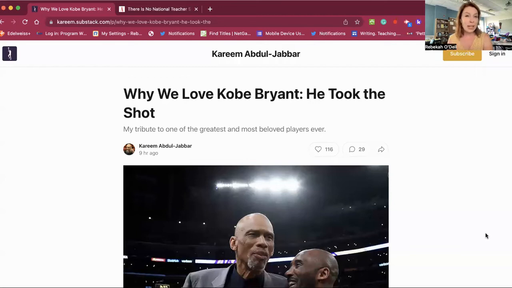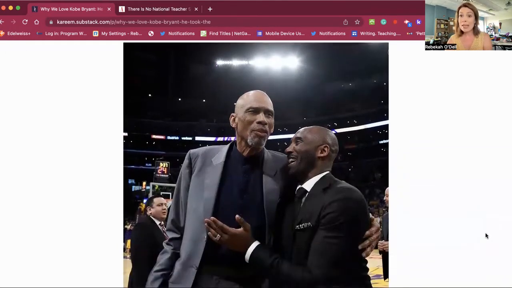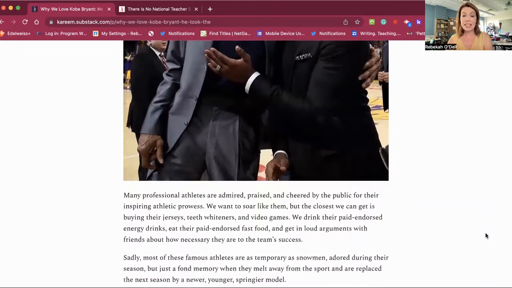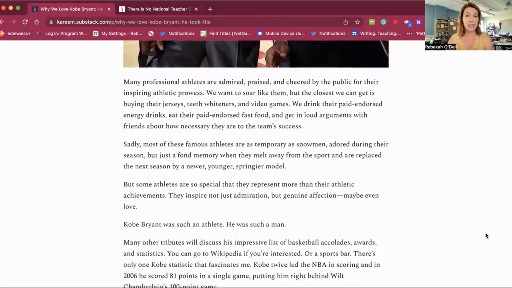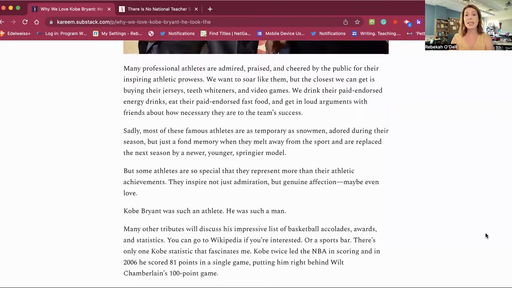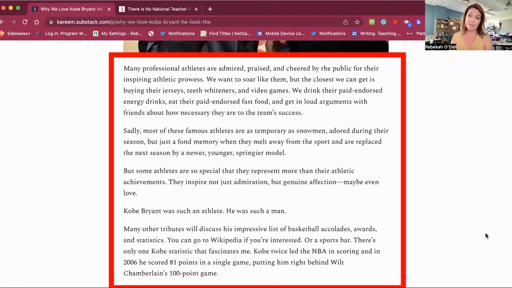So this first piece of writing that I want to show you some structure in is by former basketball star Kareem Abdul-Jabbar. He has a really cool Substack that you should subscribe to. He does quite a bit of writing. And this article is Why We Love Kobe Bryant. He took the shot. So at the beginning, there's an introduction. Now, this is pretty interesting because his introduction, the background information that he wants to show us, is multiple paragraphs long. So an introduction can be 1 paragraph, but it can also be more than 1 paragraph.